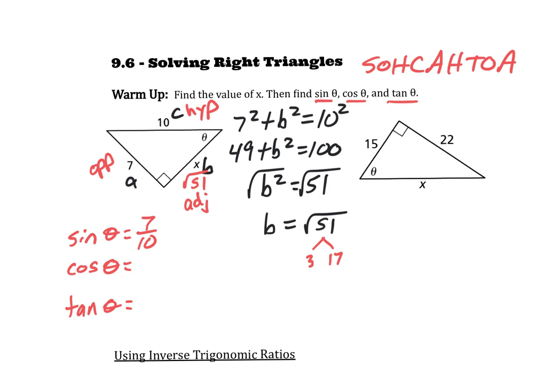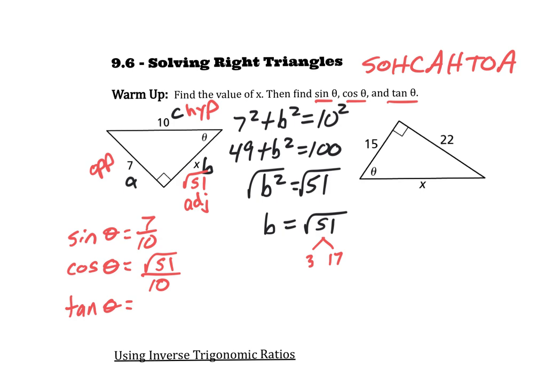Cosine of theta. Once again, here's theta. Cosine is adjacent over hypotenuse. Here's my adjacent side, here's the hypotenuse. So we would go radical 51 over 10. Is it okay for me to leave my answer like that? Yeah, it's okay to have a radical on top. It's not okay to have a radical on the bottom, so that's as simplified as we can get.